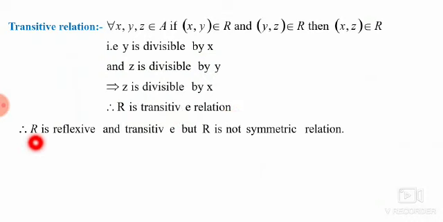Therefore the given relation is reflexive and transitive, but R is not a symmetric relation. In this example, the last example, the relation R is reflexive and transitive but not symmetric. The first two examples are neither reflexive, symmetric nor transitive. The third example is reflexive and transitive but not symmetric.